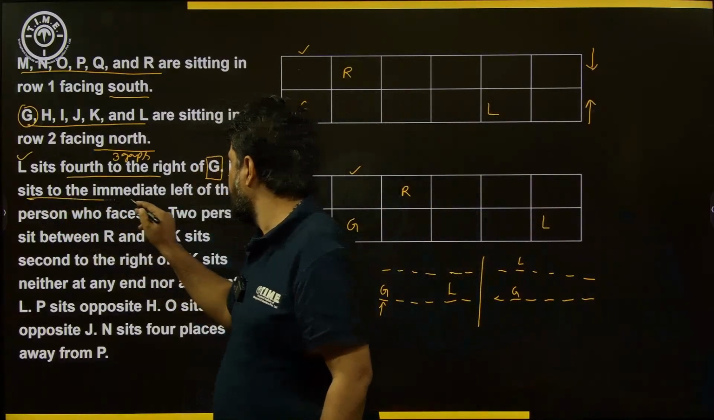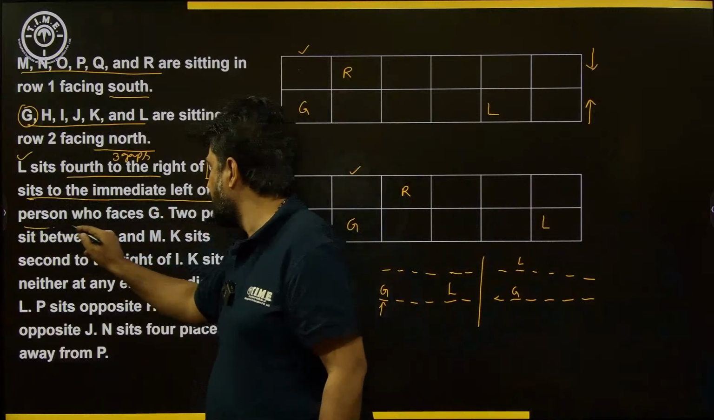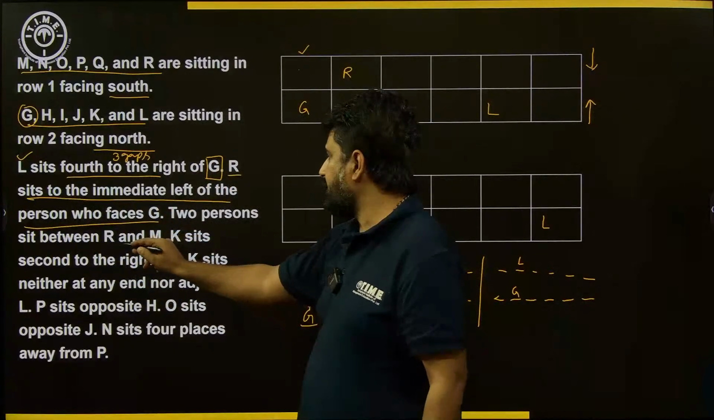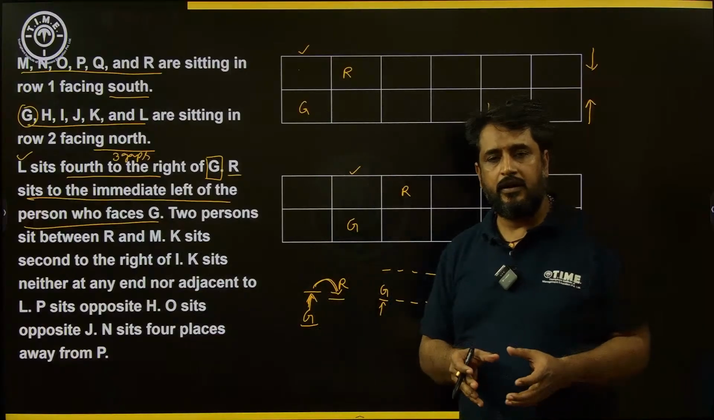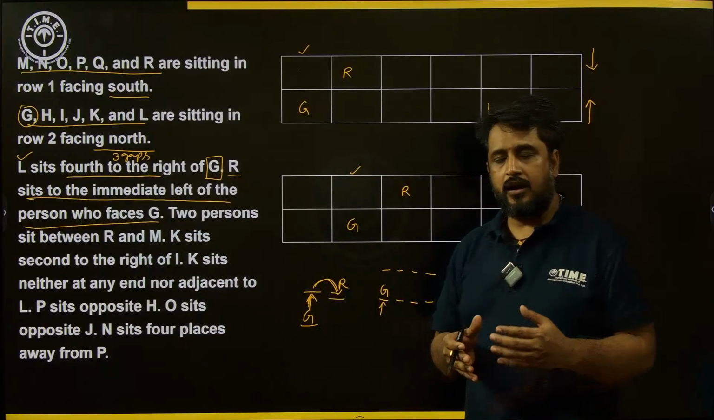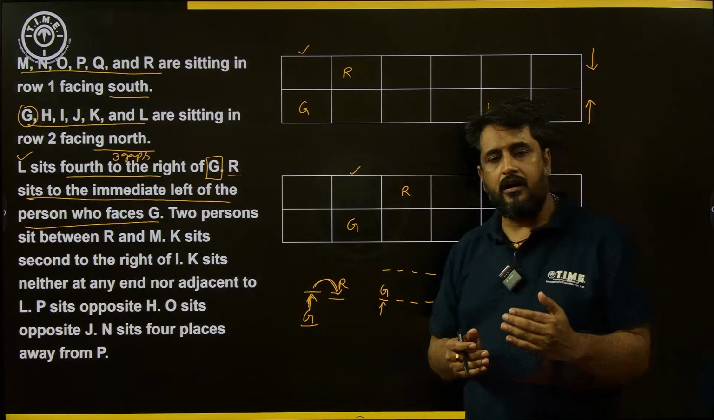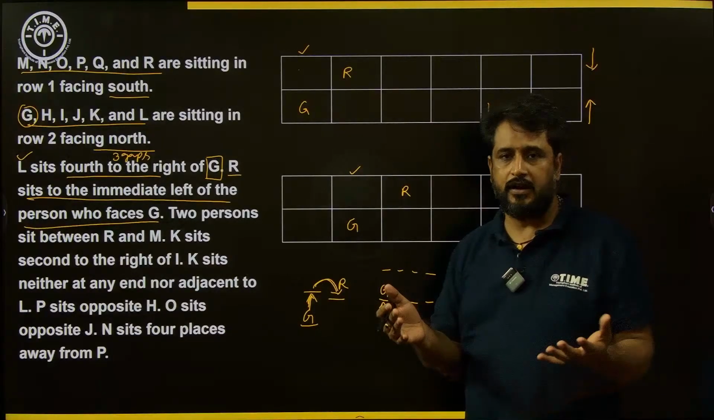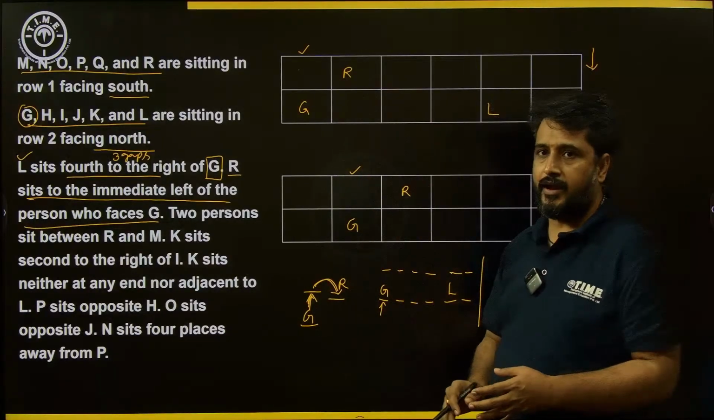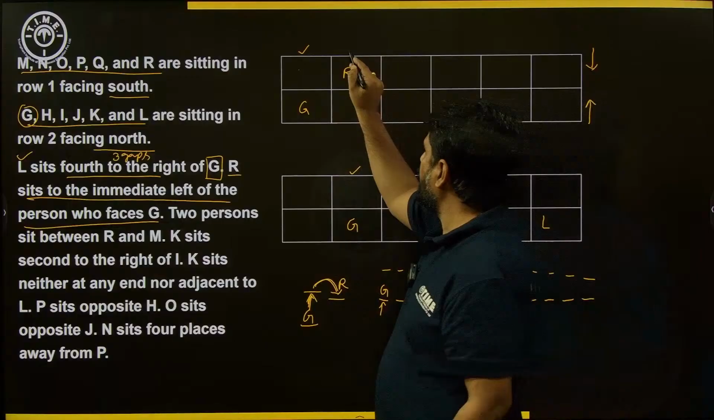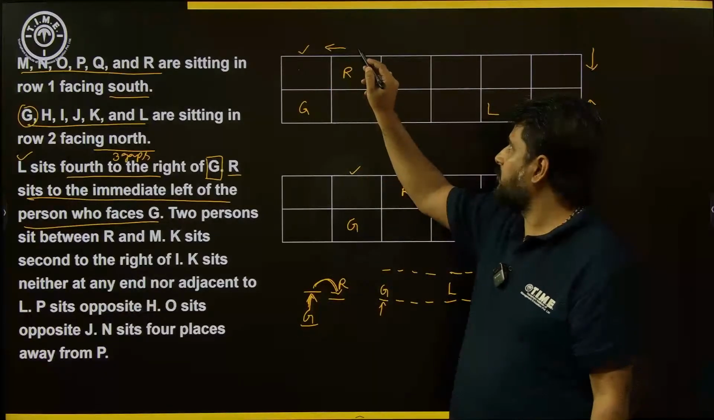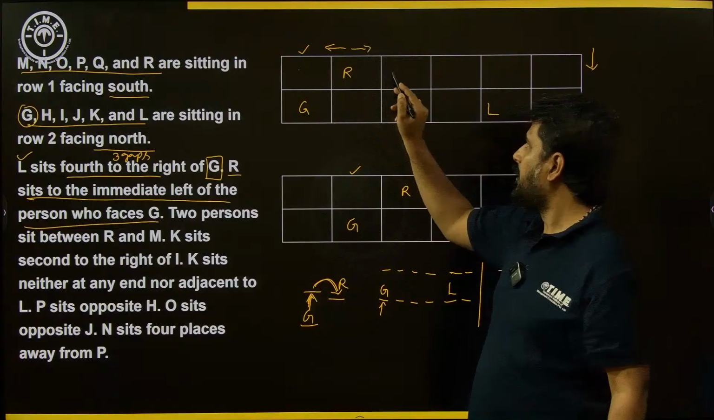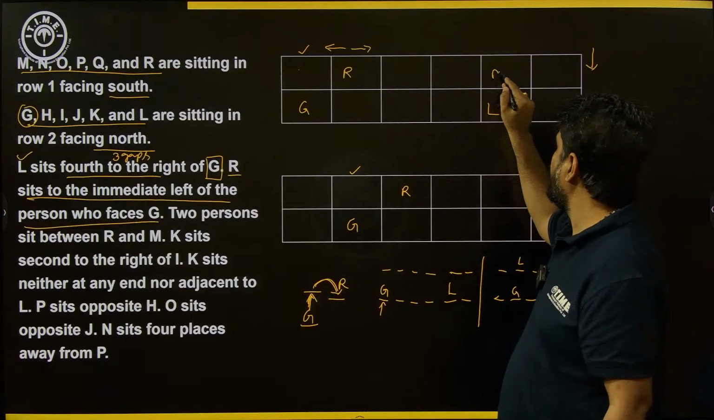R sits to the immediate left of the person who faces G. Now, two persons sit between R and M. Between R and M, two people are there. R may be to the left side of M, R may be to the right side of M. That we don't know. But we have R in the arrangement. Can we take to the right side of R? Not possible. So I must take it to the left side of R. Two gaps and M will be here.